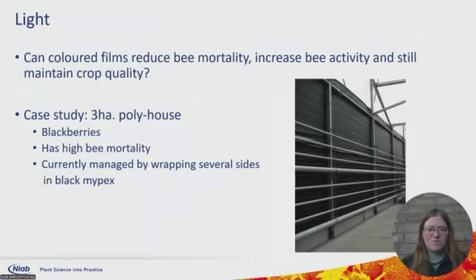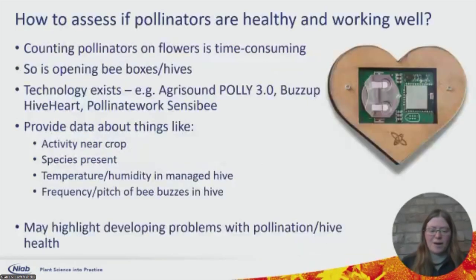Light can be really important in protected cropping systems. So for example, some of them exclude UV, and bees can navigate without UV, but they're slower about it, less efficient about it. So a lot of these facilities that are cutting the UV out due to the nature of their cladding may see poor performance in bee colonies in particular. And we studied this in a 3-hectare polyhouse growing blackberries at commercial scale and experiencing high bee mortality. This is currently dealt with by wrapping several sides of the facility in black Mipex. We wanted to see whether there was any alternative and also see what all of these impacts are on the pollination and on the bee health.